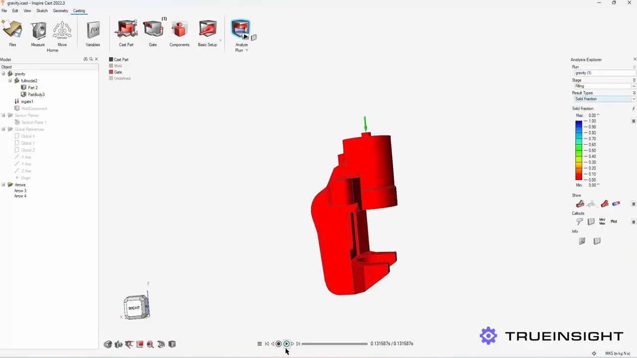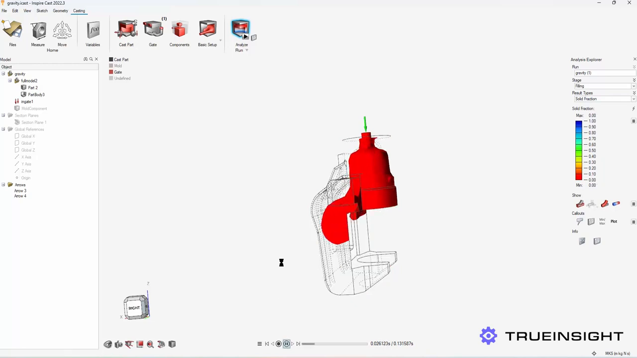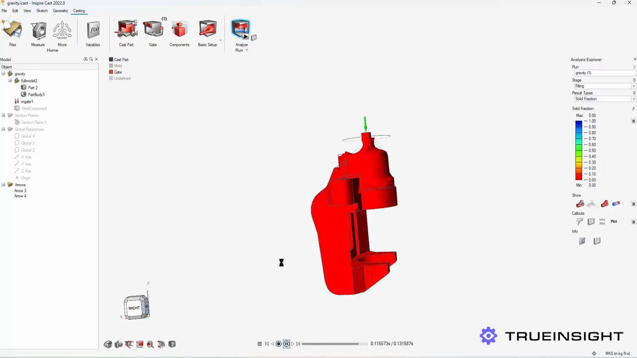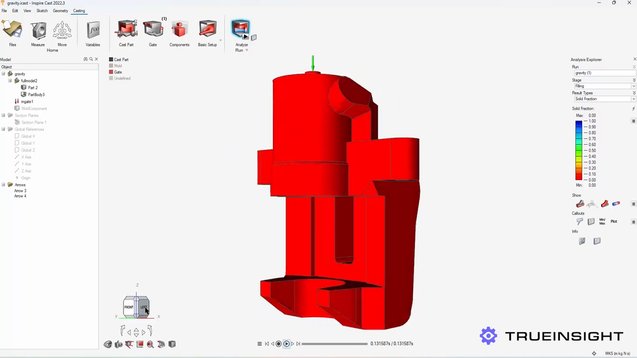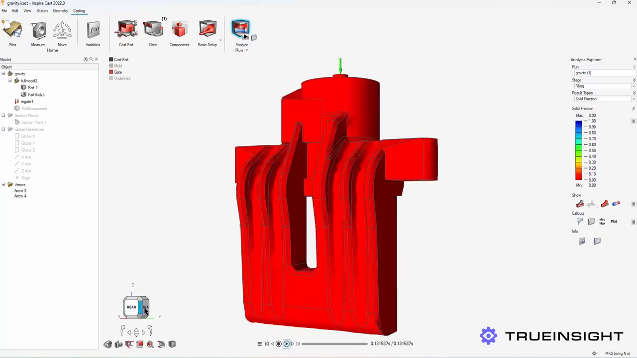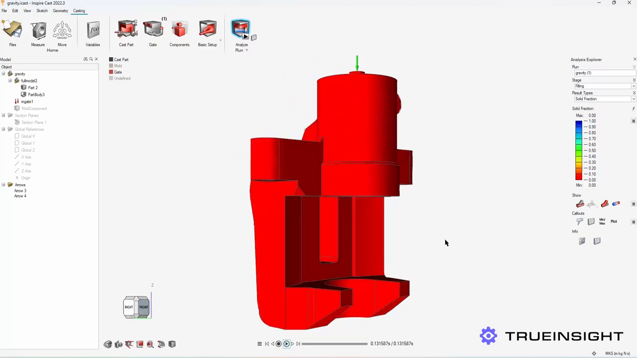So let's look at solid fraction. Now essentially this shows the areas that might be prone to not fill completely. If your model is solid red, that's a good thing. If you see some multicolored areas, then you can adjust the pressure, the velocity, or the filling.